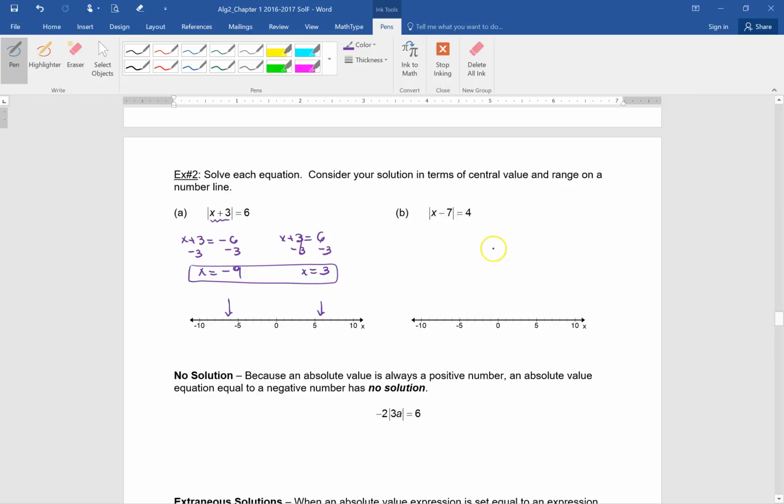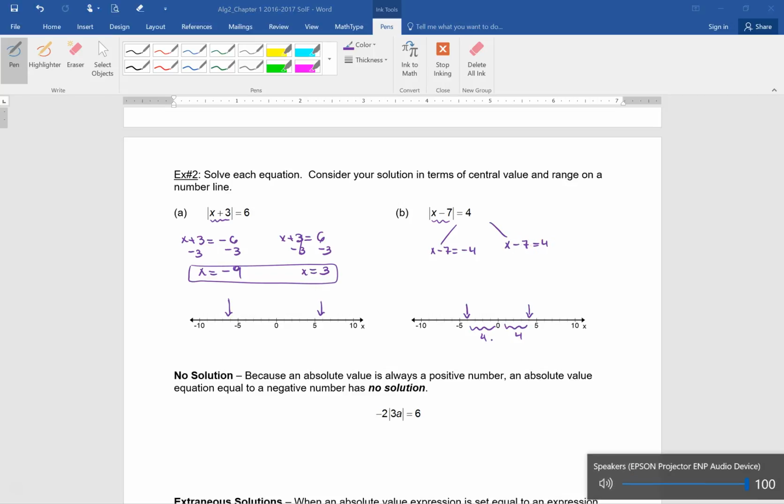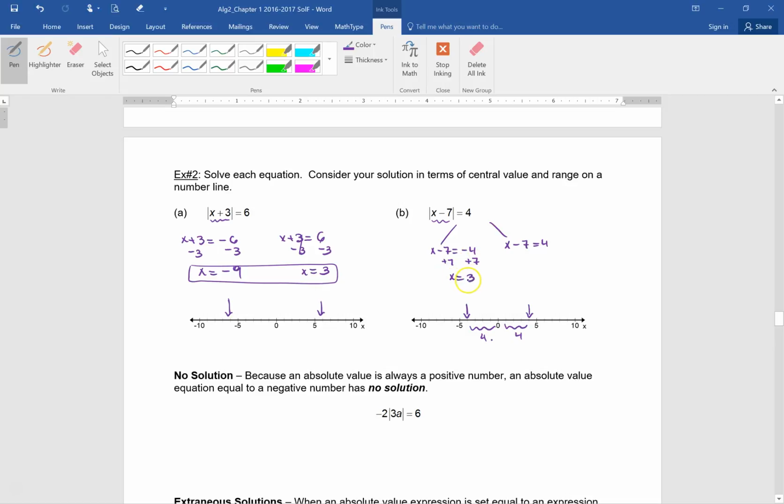So this something in the absolute value is 4 away from the origin. So if it's 4 away from the origin, it could either be at 4 or it could be at negative 4. Okay? So I say x minus 7 is negative 4. x minus 7 is positive 4. And go slow. Write down your steps. So here I add 7 and I add 7. So I get x equals 3. I add 7 and I add 7. So x is 11, and I have two answers.